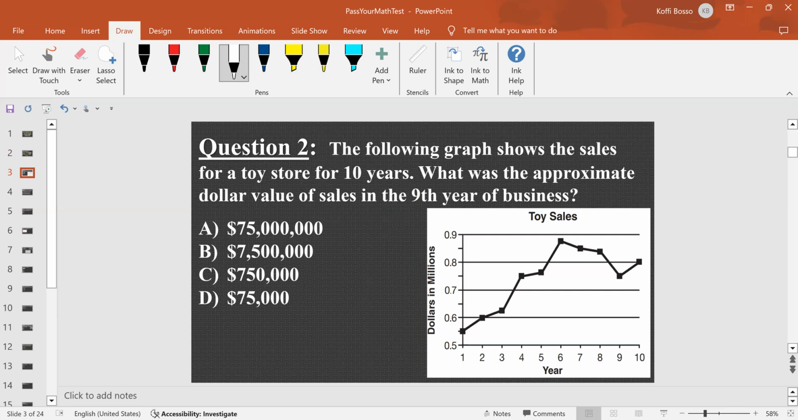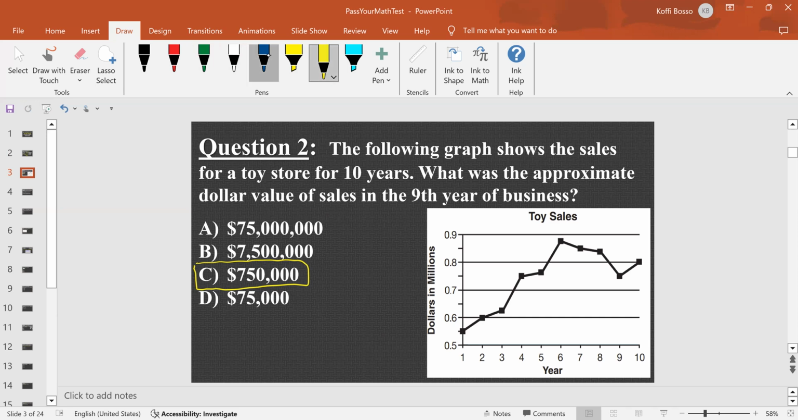Question number 2. Feel free to pause the video and challenge yourself before you see the answer for this question, because it's simple but tricky. It's a challenge question. But by the way, I can tell you that the correct choice here is C. Okay, let's see. The following graph shows the sales for a toy store for 10 years.